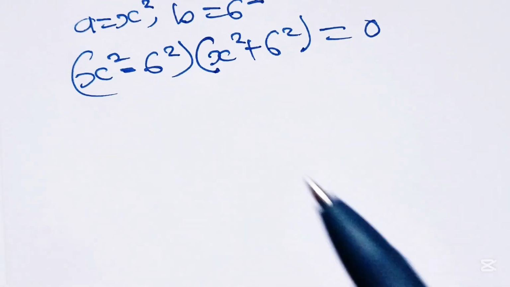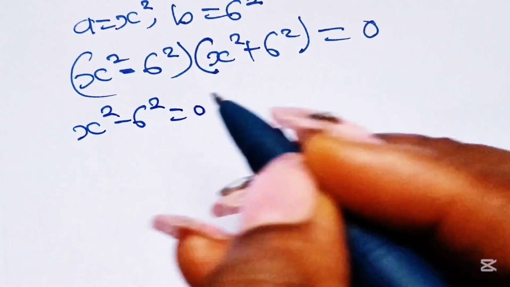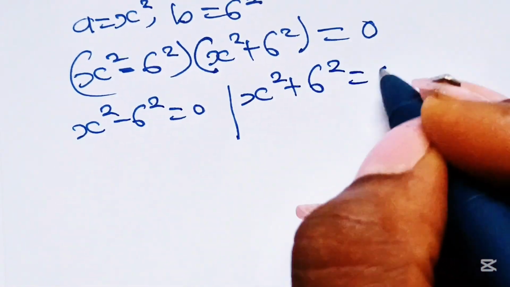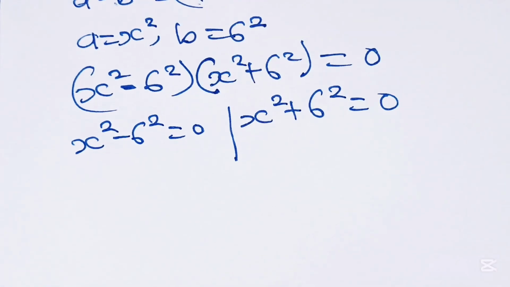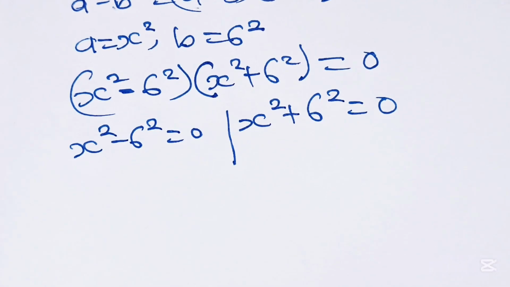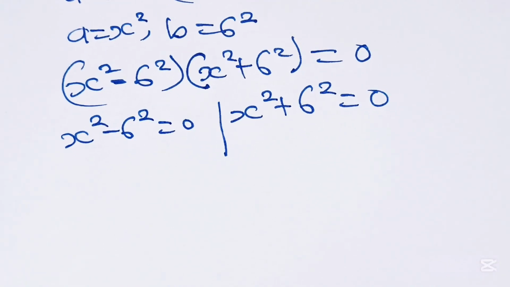Now from here, we can say that x squared minus 6 squared is equal to 0, and we can also say that x squared plus 6 squared is also equal to 0. Now, the most interesting aspect of this video is where we prove that the answer we got is correct. So I will urge you to watch till the end to see this happen. Okay, now let's continue.